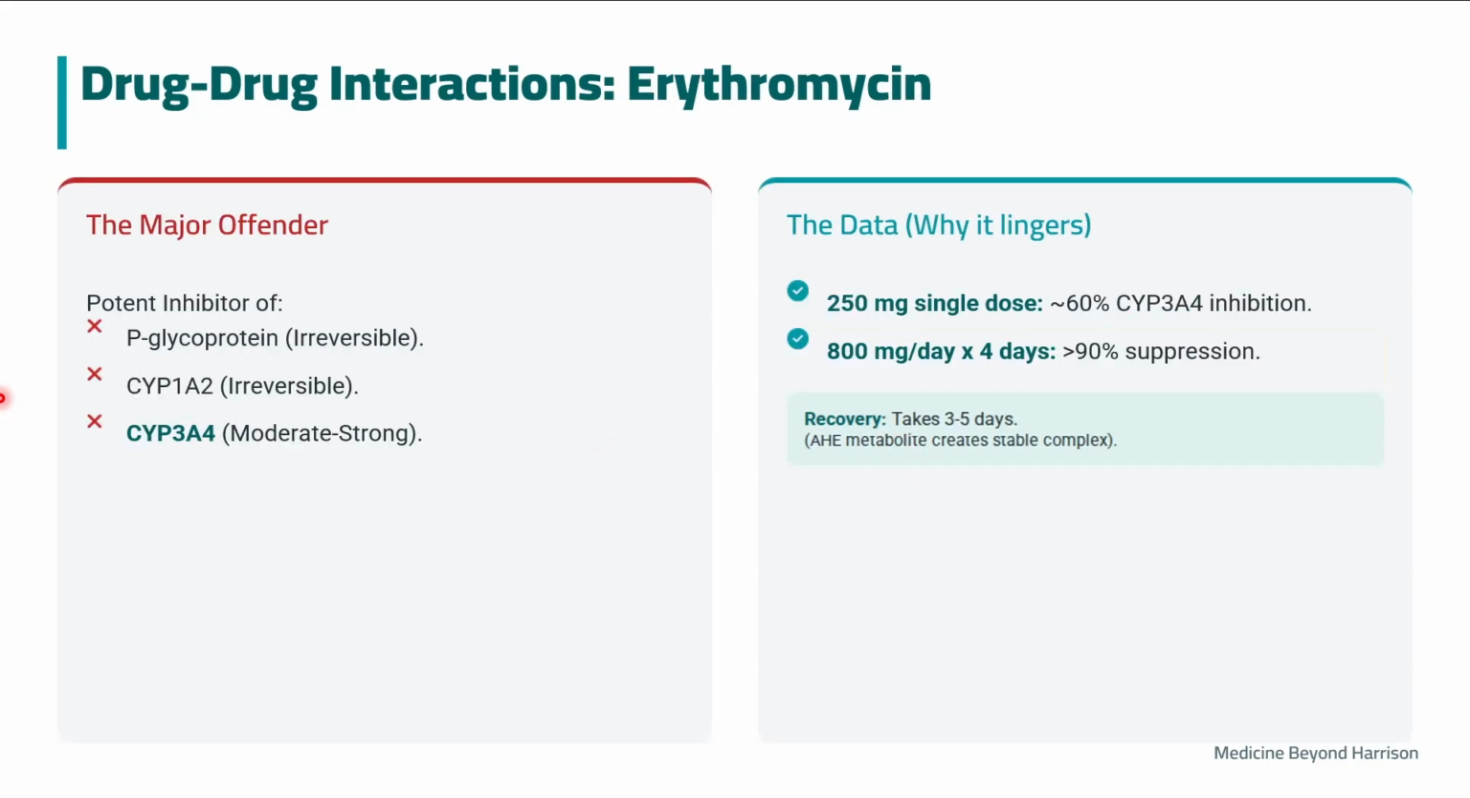For erythromycin, it is a potent inhibitor of cytochrome enzymes like 1A2 and 3A4. It's a moderate to strong inhibitor. Inhibition of cytochrome 1A2 is irreversible, and the P-gp inhibition is also irreversible. Even a 250 milligram single dose will lead to 60% inhibition of cytochrome P450 3A4, and 800 milligrams per day for 4 days will lead to more than 90% suppression. Recovery takes almost 3 to 5 days. The metabolite creates stable complexes, and that's why you shouldn't go for erythromycin. That is also the reason erythromycin has gone out of favor as an antibiotic.